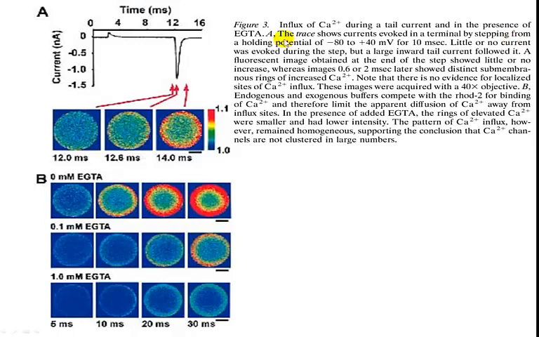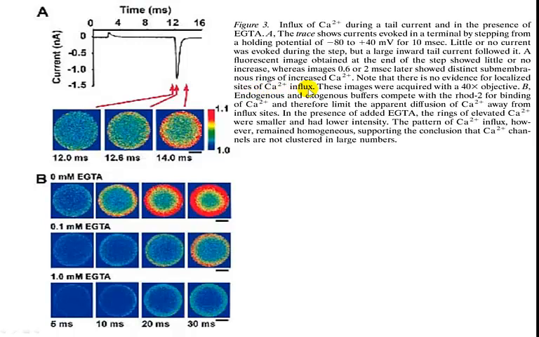Okay, so the trace shows currents evoked in a terminal by stepping from a holding potential of minus 80, remember, resting membrane, or very resting, hyperpolarized maybe, to plus 40, so they're swinging higher this time, basically up to the level of an action potential for 10 milliseconds. So little or no current was evoked during the step, but a large inward current followed it. So a fluorescent image obtained at the end of the step showed little or no increase, whereas 0.6 or 2 milliseconds later showed distinct submembranous rings of increased calcium.